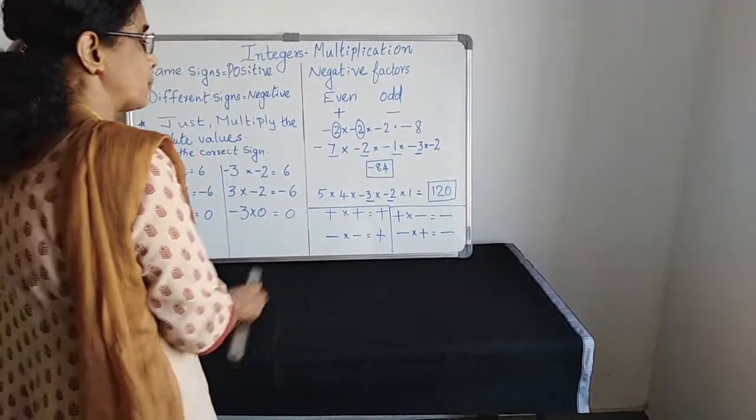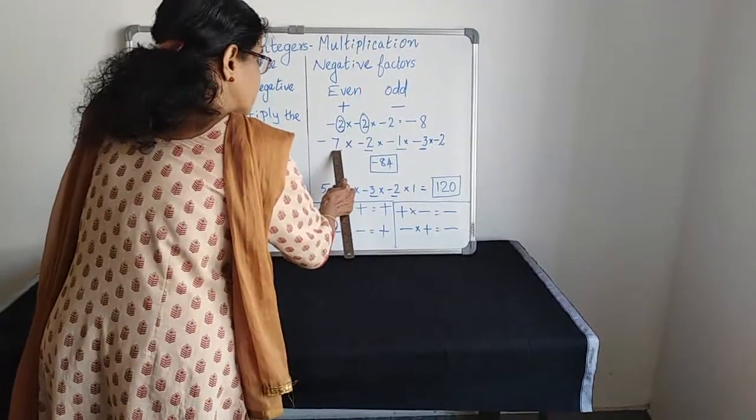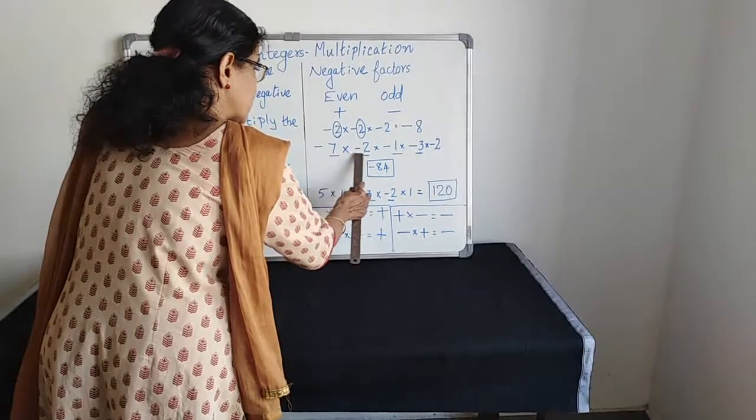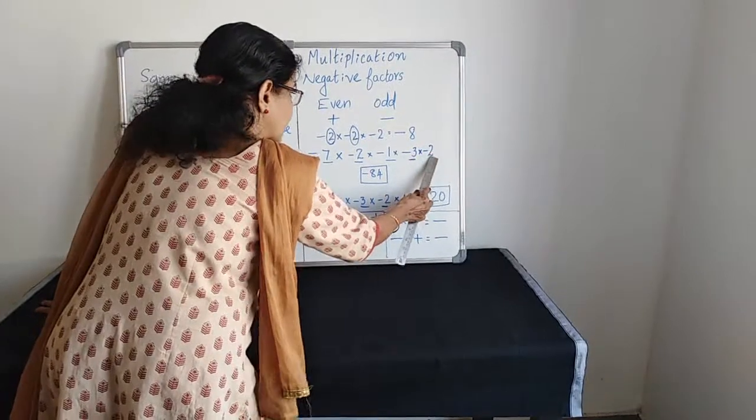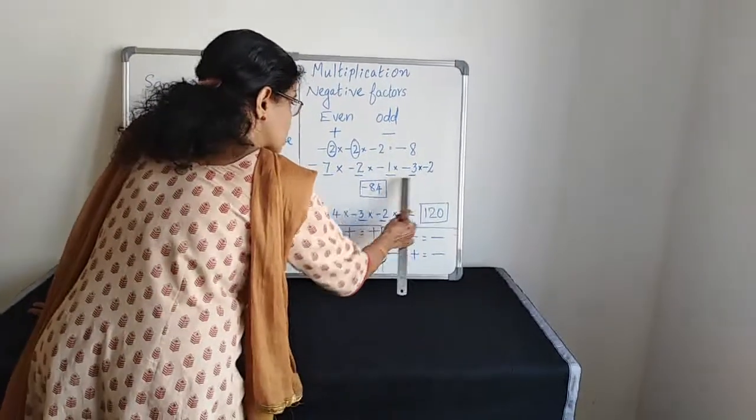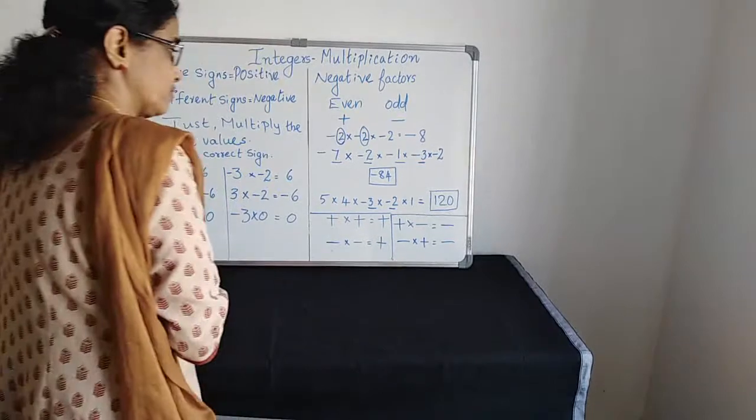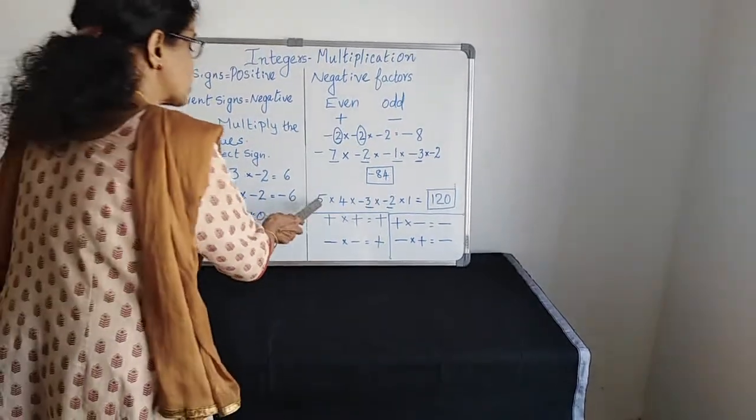Another method, pairing. These two, negative, negative, positive. Again, negative, negative, positive. Again, one negative is not pairing. So, negative.